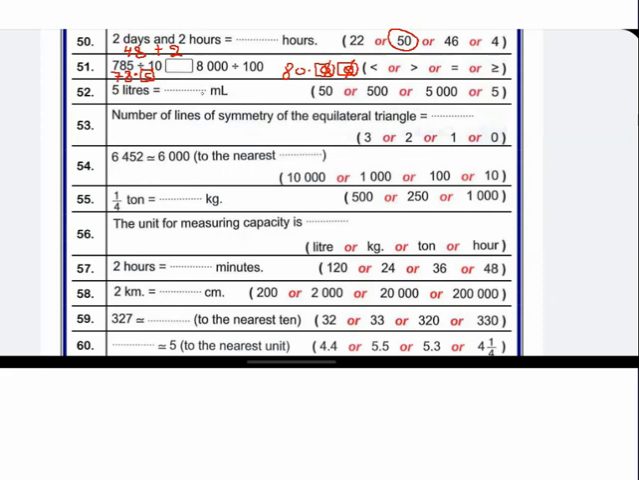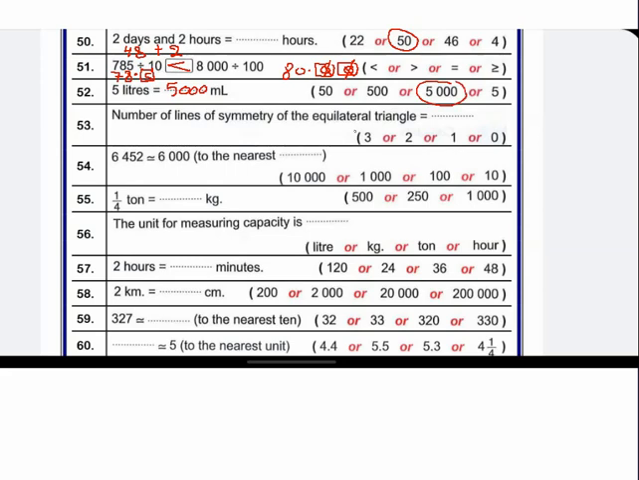So which one is the greatest? We have here as a whole number 80 and here 78, so 80 is the greatest. 5 liters equal how many milliliters? From liters to milliliters, times by 1000, so it will be 5000. Very good.